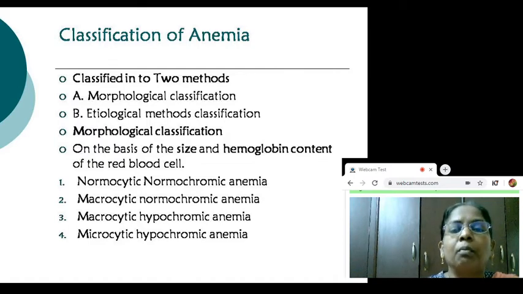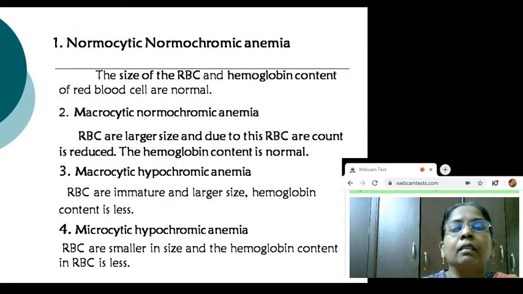First, we'll see the morphological classification, on the basis of the size and the hemoglobin content of the red blood cells. We'll classify it into four types: normocytic normochromic anemia, macrocytic normochromic anemia, macrocytic hypochromic anemia, and microcytic hypochromic anemia. Now we'll see the normocytic normochromic.